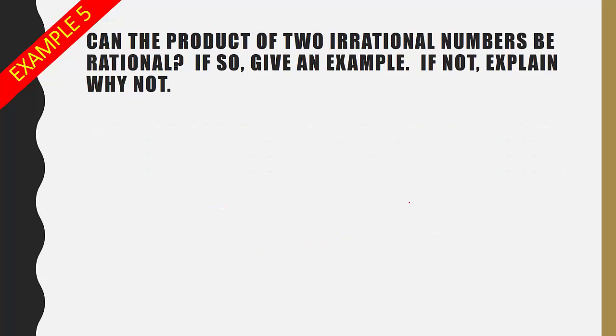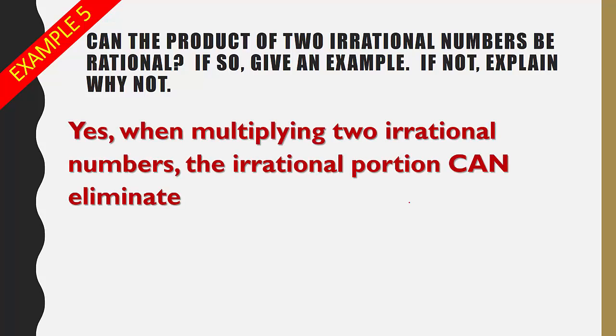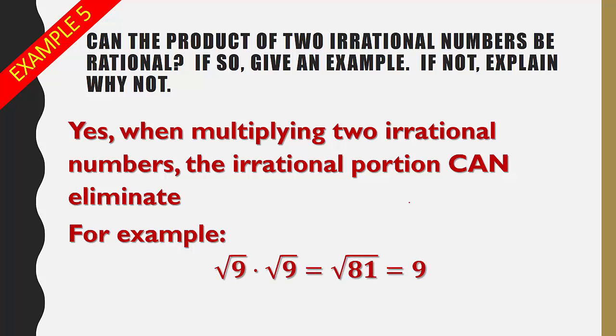Can the product of 2 irrational numbers be rational? And again, if so, give an example, and if not, explain why not. Yes, because when you multiply 2 irrational numbers, the irrational portion can eliminate. It won't always, but it can. So for example, if we take the square root of 9 times the square root of 9, that gives us the square root of 81, which simplifies to 9. No more radicals, so it is a rational number. So it is possible. Doesn't mean it's going to happen every time, but it is possible. But it didn't say will it every time. It just says can it. And in this case, it can.